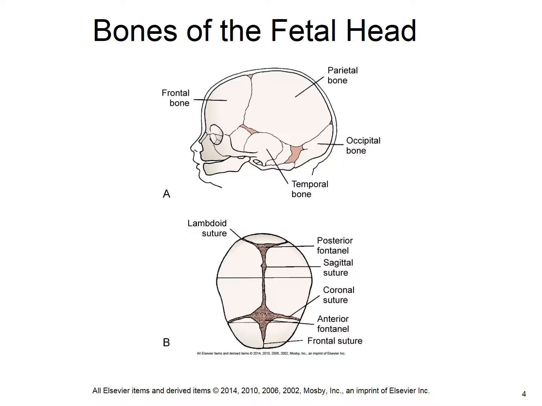The 2 most important fontanelles are the anterior and posterior. They're the main landmarks used by OB providers to tell which way the baby is facing in the pelvis. The sutures and the fontanelles allow the head to be flexible so it can fit through the mom's pelvis.